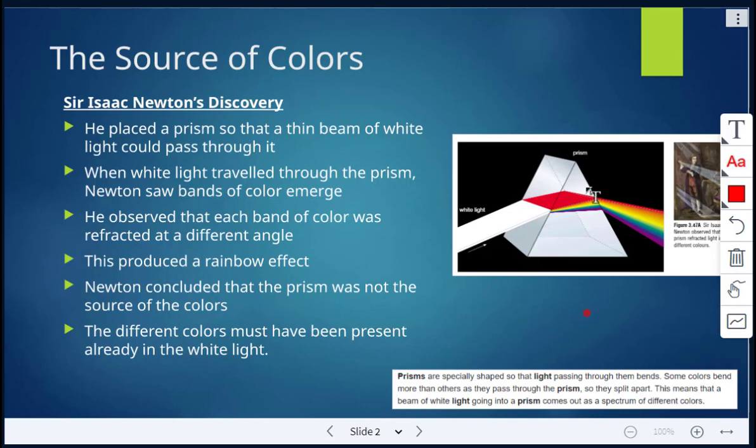All right, this prism shape here, it's shaped this way so that light passing through it will bend. And what we see here is that some colors bend more than others as they pass through the prism, so that they split apart. So that's what we're seeing here. A beam of white light going into the prism comes out as a spectrum of different colors.